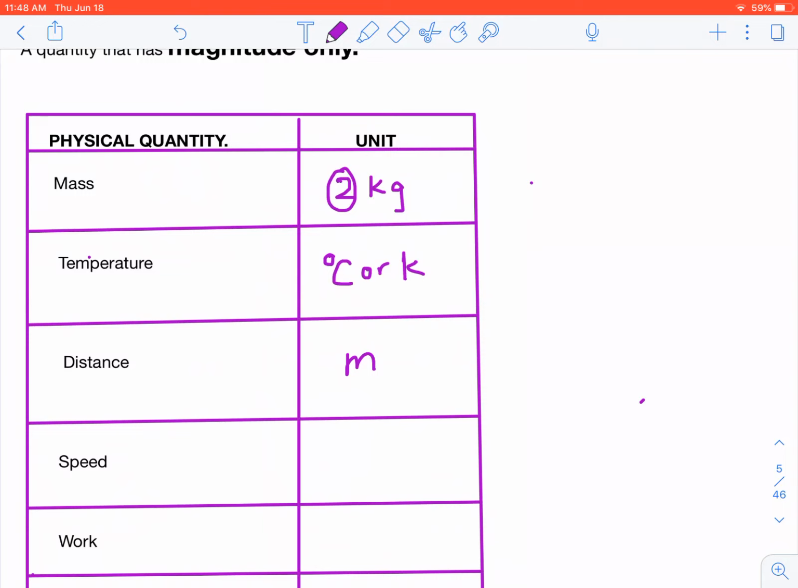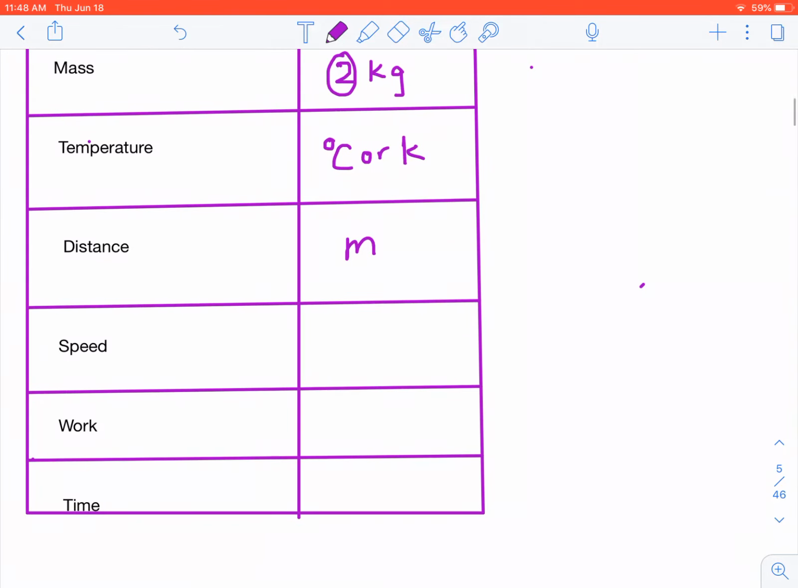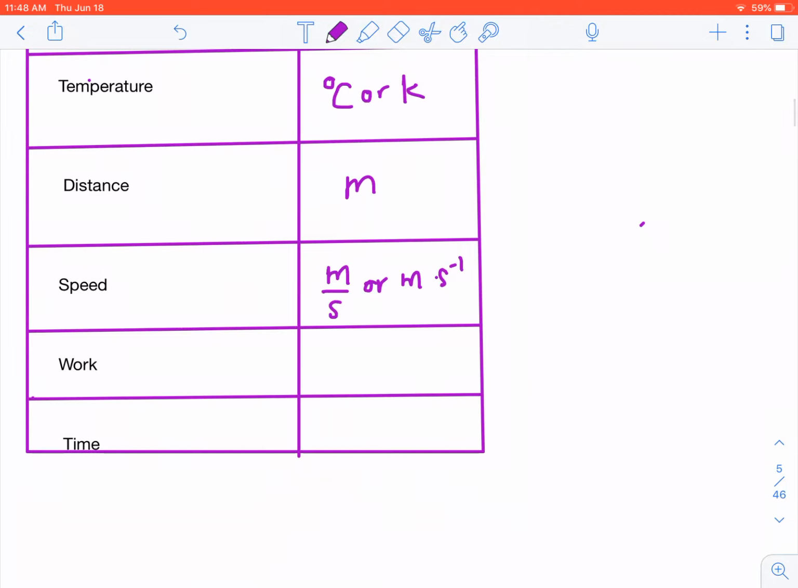Unlike distance, displacement also has the unit meter, but we need to know where it is from a particular point. A distance can be anywhere from a focal point. Speed is meter per second. When we're dealing with speed, speed does not have any direction. It's a scalar quantity, but velocity needs to have direction.